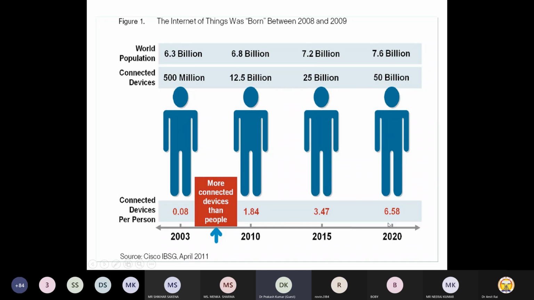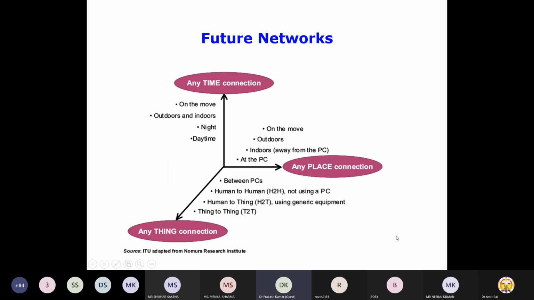Most of the things are becoming smarter. Devices means IoT devices, anything. Your smartwatch is also a device, your smart mobile phone, this laptop and all these things. Per person, these devices are almost 6.5 or around 6, okay, in 2020. So what does this mean? Why are we studying these things? Because lots of data will get generated.